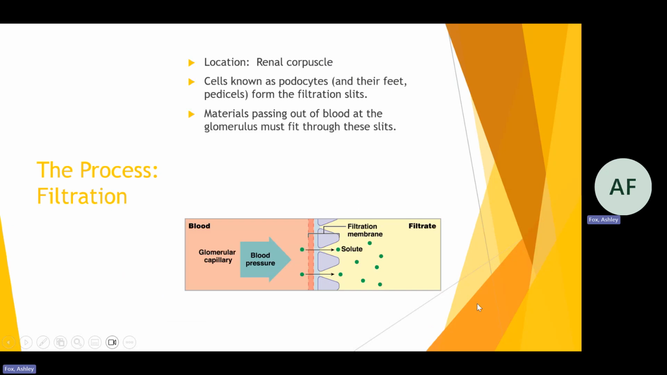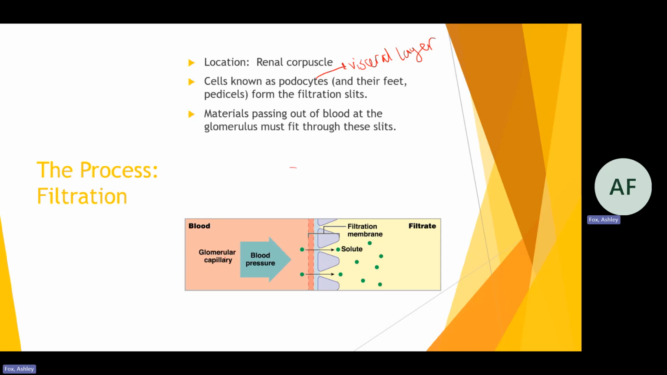So first, we're going to look at the process of filtration. Again, that's happening in the renal corpuscle with the glomerulus. So remember the podocytes? Those, specifically the feet, are called pedicels, and they are forming filtration slits. So for filtration, remember this is the visceral layer of the glomerular capsule. So we have filtration membranes because of those filtration slits.